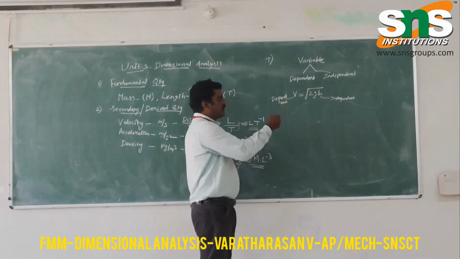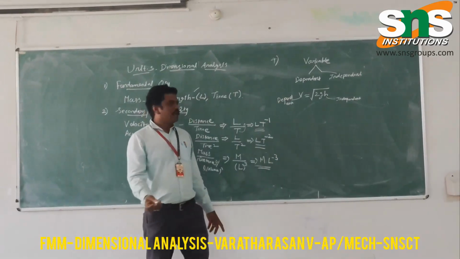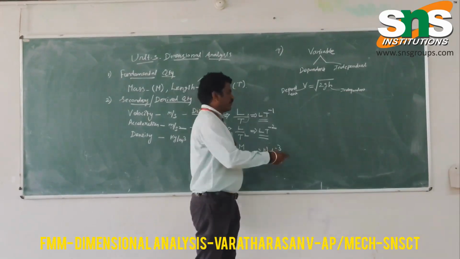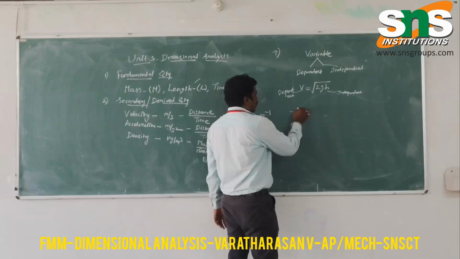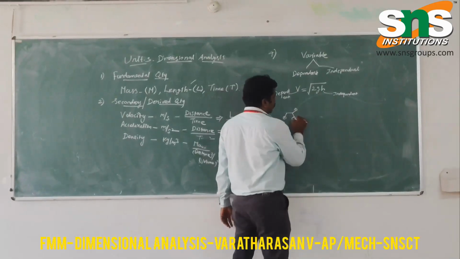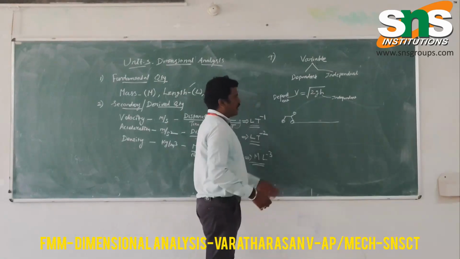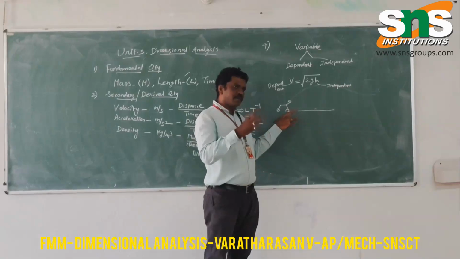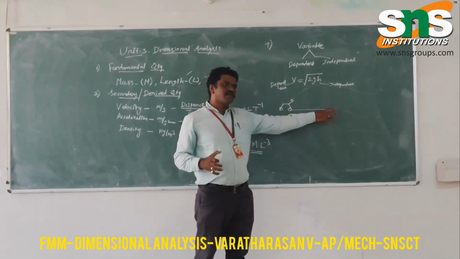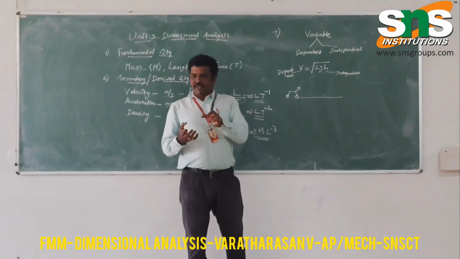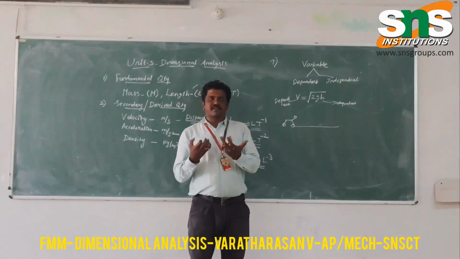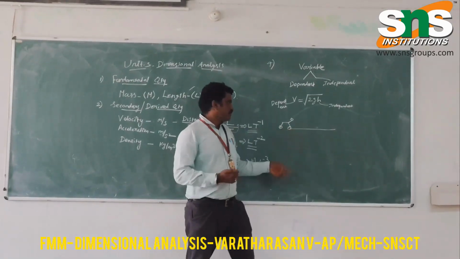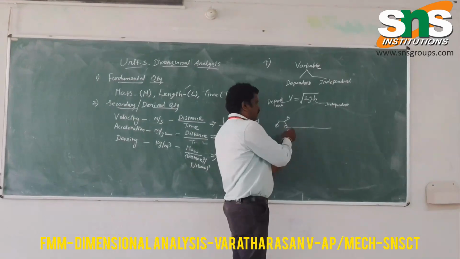So for this we can see one more example. If you are driving a bicycle or a two-wheeler on the road, the tire will be in contact with the road surface. So between the tire and the road surface, it will create some sort of friction between these two.